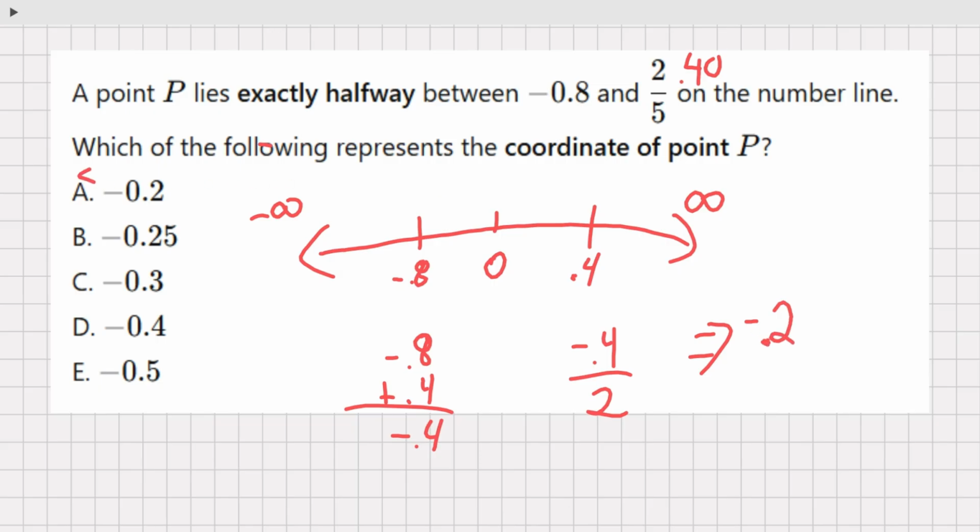And what is negative 0.2? Boom, right there. That should be halfway between these 2 points. A distance of 0.6 from each point towards negative 0.2. Now, that's honestly a pretty tough question. I 100% would say this is a question that's on the ACT.